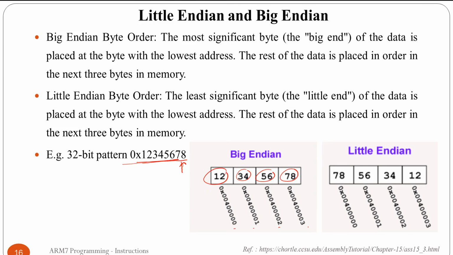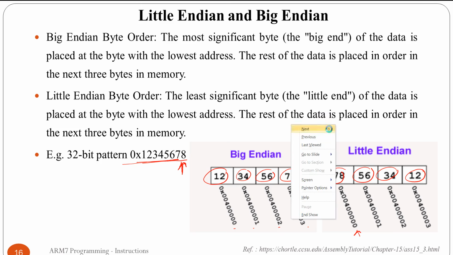If we use little endian, then in little endian the least significant byte is placed into the lowest address. It means at the lowest address, which is nothing but 0, you will get 78, at the next location you will get the next byte, then the next byte, and then the next byte. So these are the two concepts related to little endian and big endian.